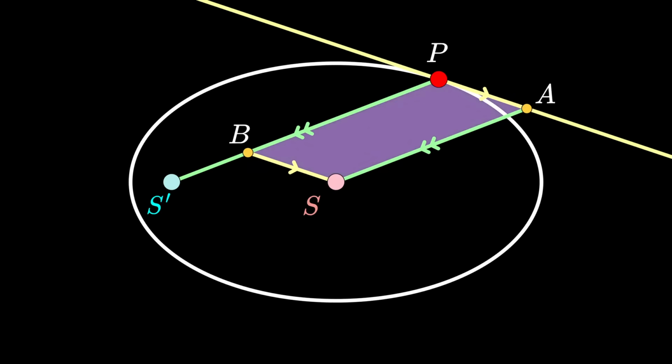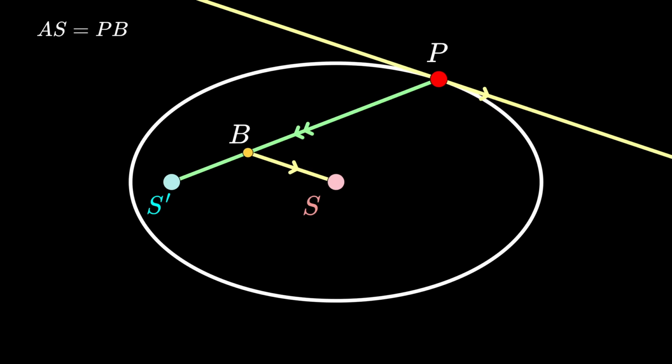Because of this parallelogram, we have AS equals PB, allowing us to abandon the point A since PB is the same length that we are after anyway. Next, we enlist the help of the other focus of the ellipse. Let's call this point F for focus. We draw a line from F parallel to the tangent line to intersect the green line, and let's call this intersection C. Now we can split this length PB into PC plus BC.